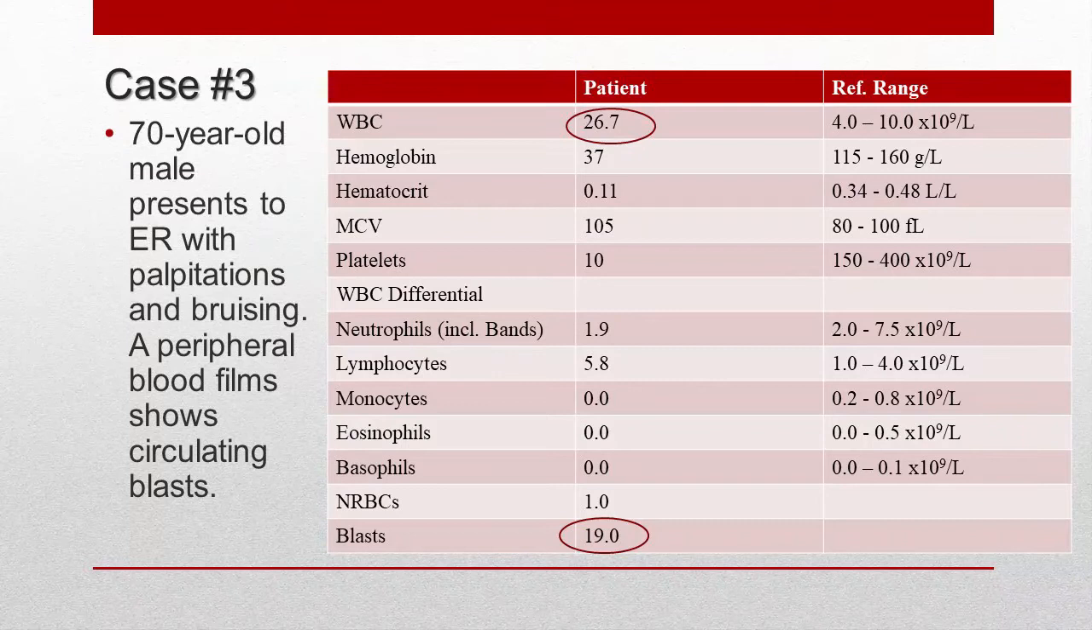Case number 3 is a 70-year-old male that presented to the ER with palpitations and bruising. Peripheral blood shows circulating blasts, so he has a slightly higher white count, still not at a critical level for our laboratory, it's under 30, but he has quite a low hemoglobin, a very low hematocrit, MCV, very low platelets. He's mildly neutropenic. It says he's got a lymphocytosis, but he actually has these circulating blasts that were reported by morphology.